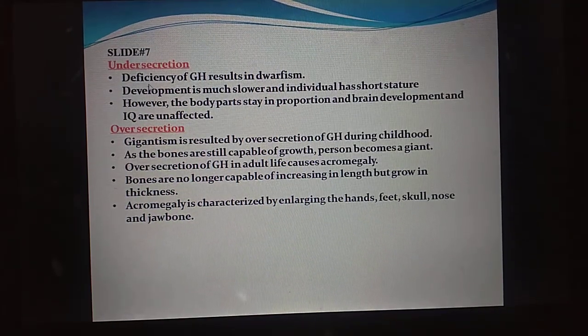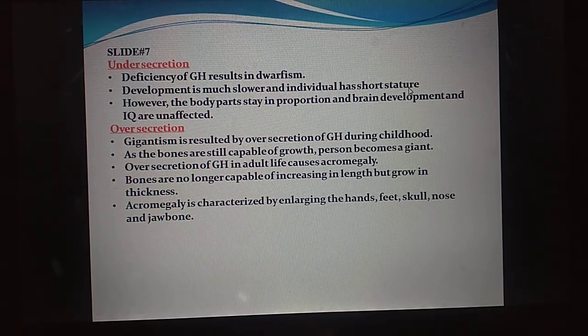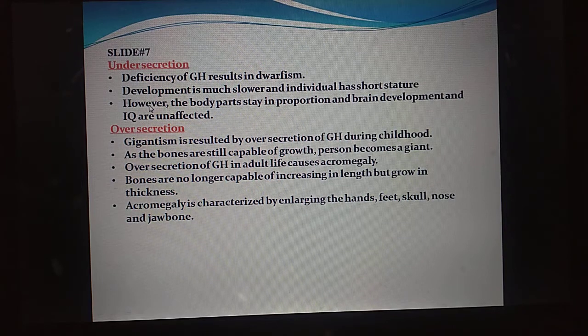Undersecretion of the growth hormone, it is causing what? Deficiency of growth hormone results in dwarfism. The development is much lower and slower, and the individual has short stature. छोटे कद का रह जाता है ऐसा individual. However, the body parts stay in proportion, and brain development and IQ are unaffected.